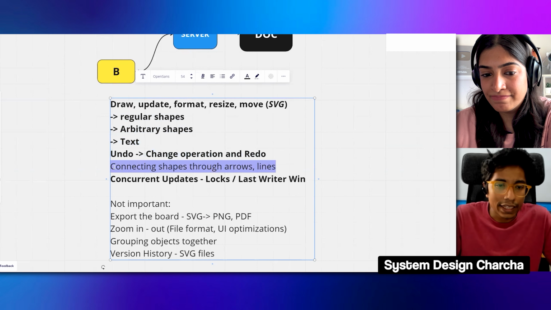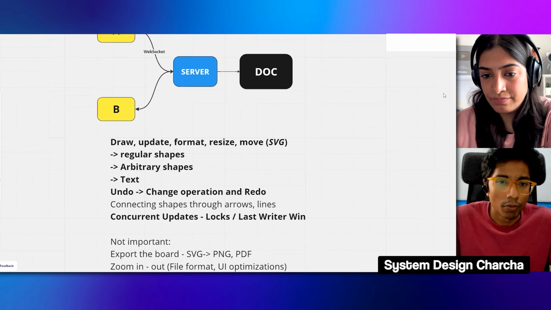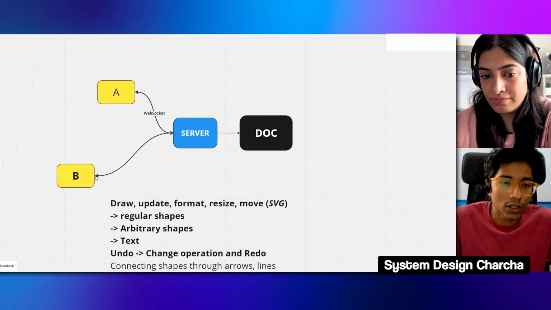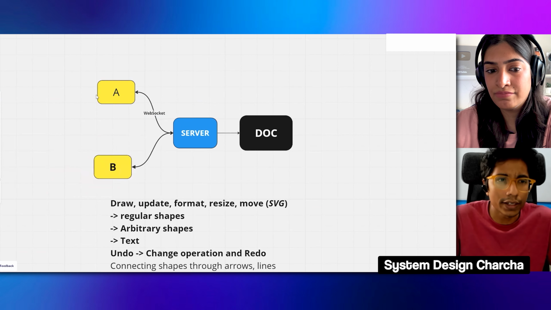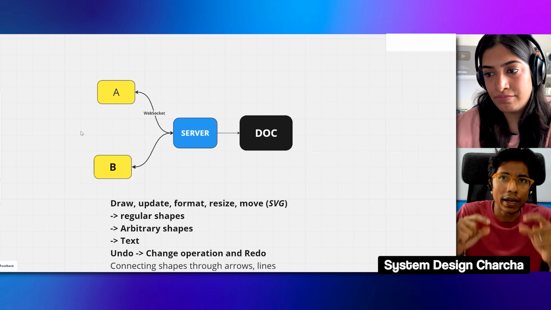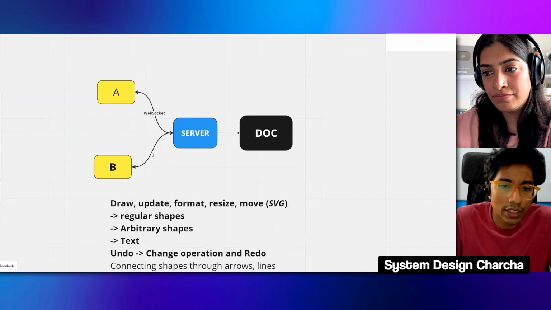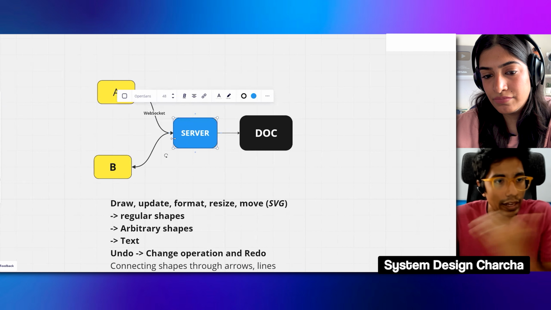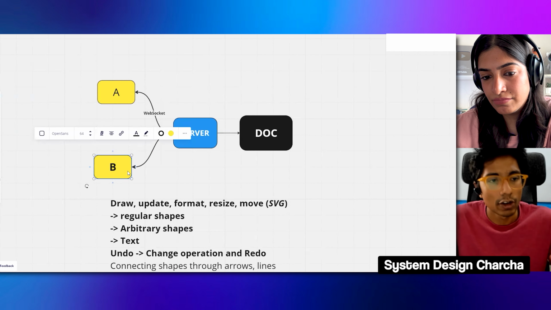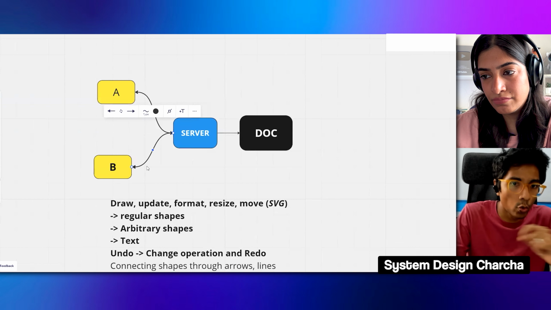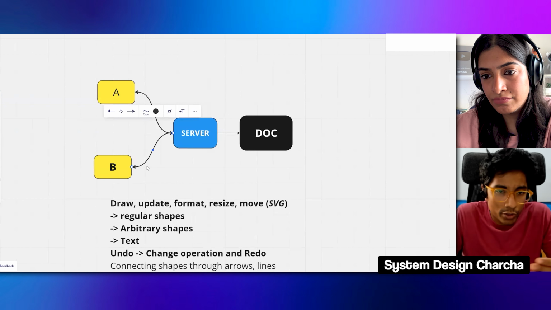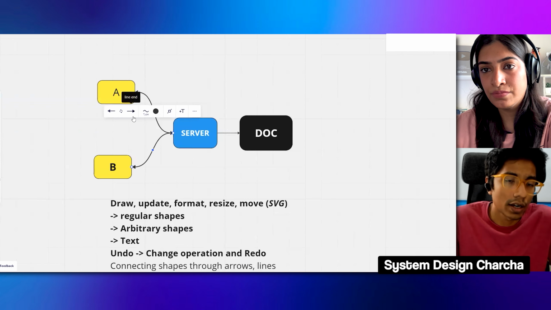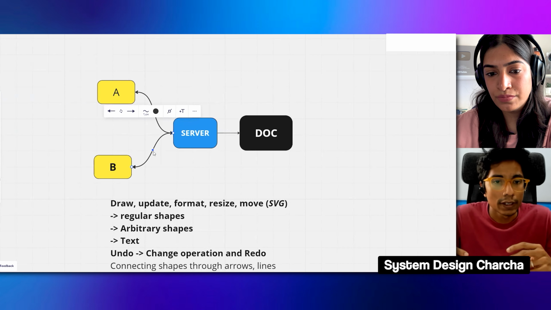Connecting shapes through arrows and lines. This is the last thing we'll be looking into. You can see that these two shapes are connected. I don't really know how this is happening. In Excalidraw, I did see they have some metadata which says that this arrow object is connecting to server on the left side and connecting to B on the right side. So there is that metadata, to and from. And then the object information is there, like how thick is this arrow, is there a start line, and all of that stuff I think is SVG.